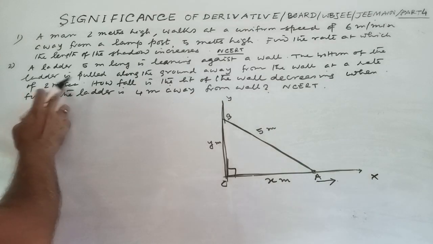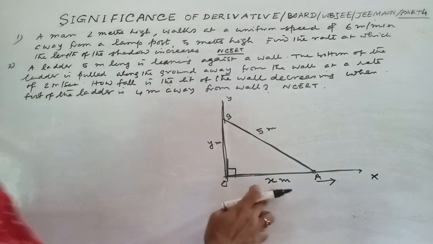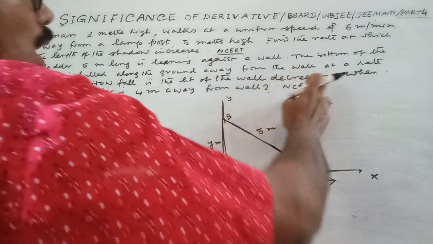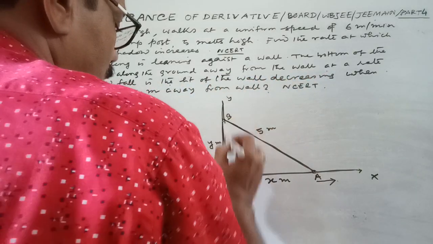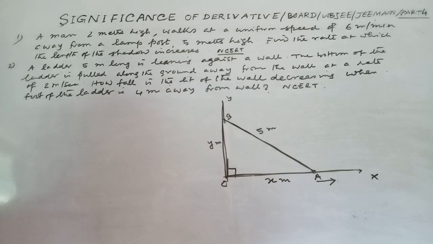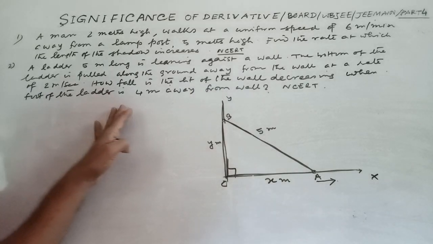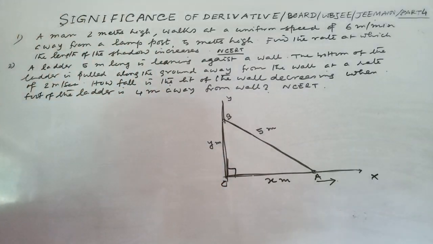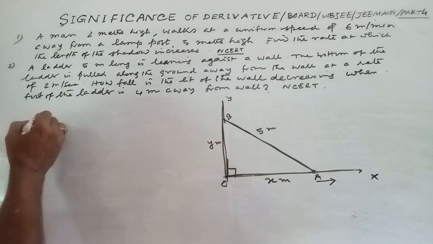At a rate of 2 meter per second. So dx/dt equals 2 meter per second. How fast is the height of the wall decreasing? So dy/dt you have to find. And the ladder is 4 meter away from the wall. So let us formulate it.